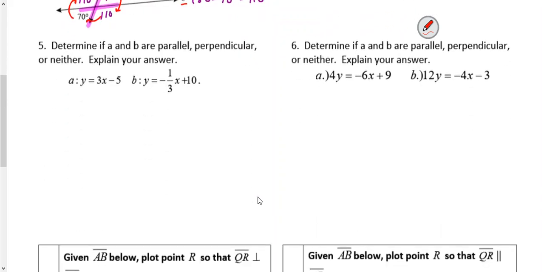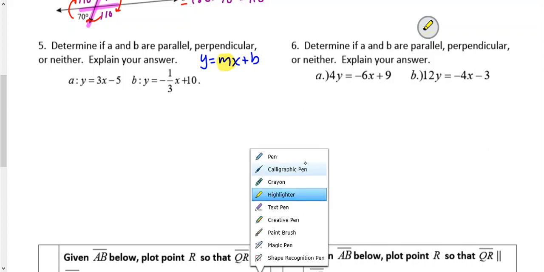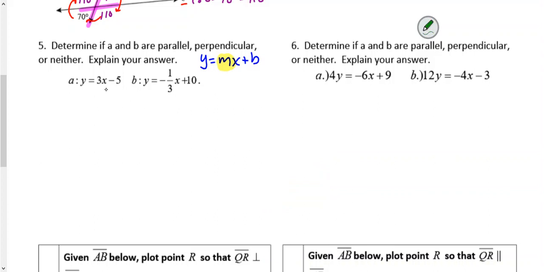Okay, 5 and 6. Determine if A and B are parallel, perpendicular, or neither, and explain your answer. So these are my lines, and remember y equals mx plus b, my slope-intercept, and all I care about is the letter m, because the letter m tells me my slope. So for number 5, y is already by itself, so all I can do is look at the m. I have a 3 and then a negative 1/3.